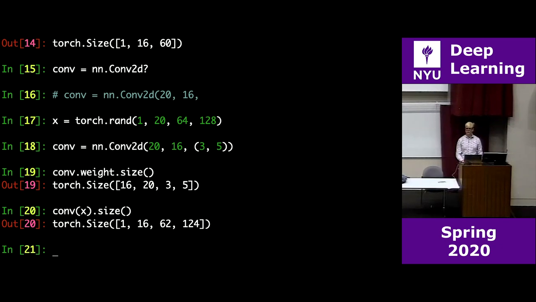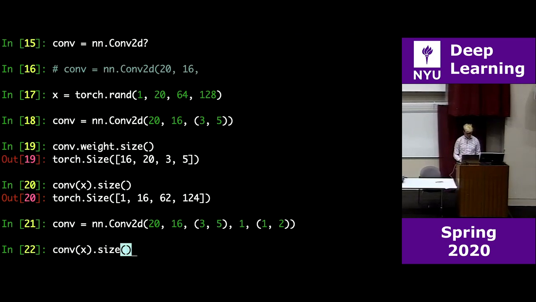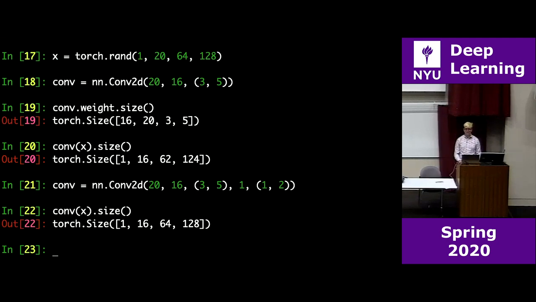Let's say I'd like to actually have the same dimensionality. I can add some padding, right? So here there's going to be the stride. I'm going to have a stride of one. Again, if you don't remember the syntax, you can just put the question mark and you figure it out. And then how much padding should I add in the Y direction? One, because it's going to be one on top, one on the bottom, but then on the X direction? Okay, you're following. Fantastic.